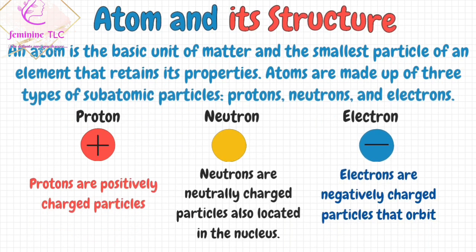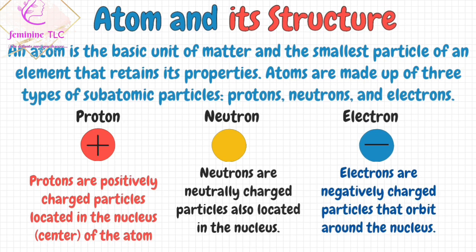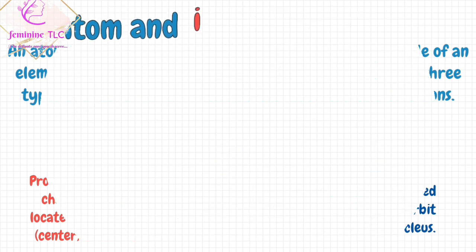An atom, we know, is the basic unit of matter, and it is the smallest particle of an element that retains its properties. So atoms are made up of three types of particles, namely protons, neutrons, and electrons. The protons are positively charged particles located in the nucleus, that is the center of the atom, while neutrons are neutrally charged particles also located in the nucleus. Electrons are negatively charged particles that orbit around the nucleus of an atom. So, these are the three subatomic particles that can be found in an atom.